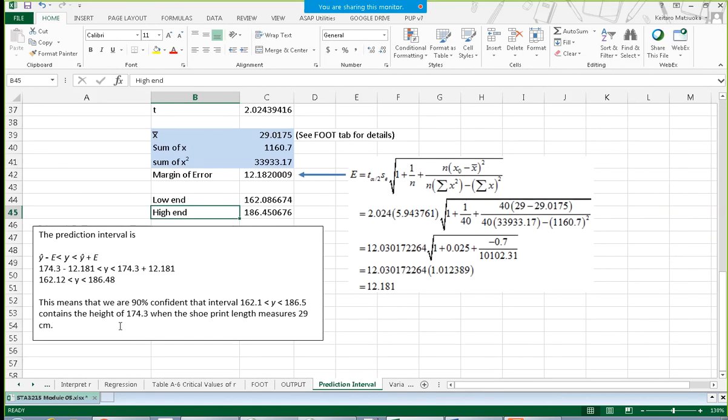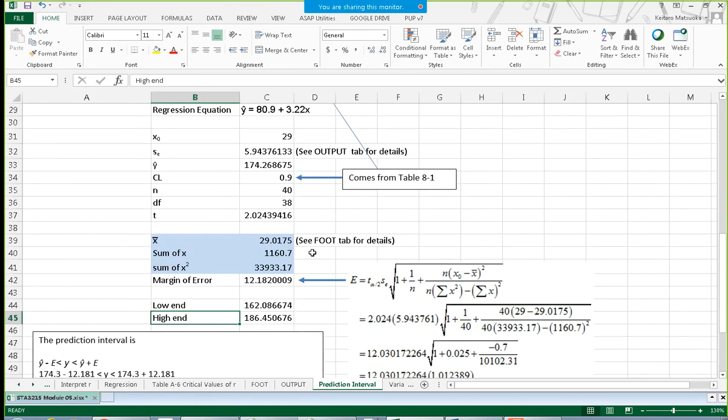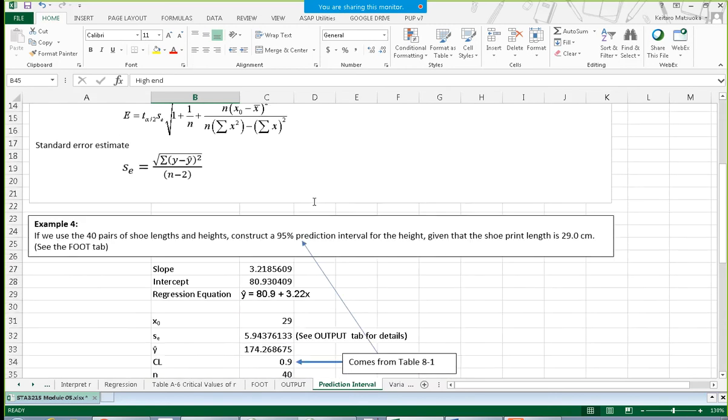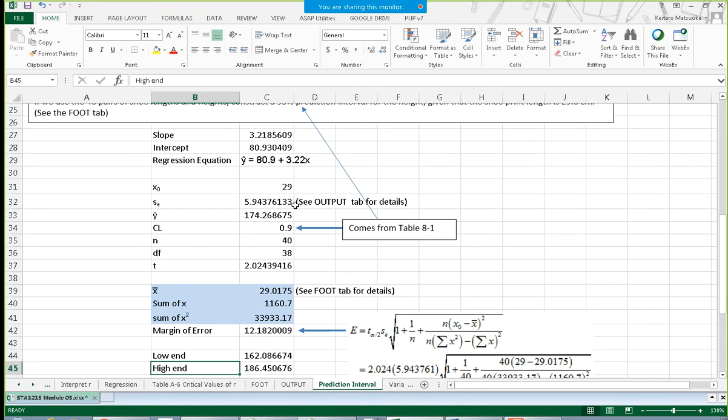Once you get that, the conclusion is the same: we are 90% confident that the interval 162.1 to 186.5 contains the height of 174.3 when the shoe print length measures 29 centimeters. So 174.3 seems to be a reasonable prediction. That's a lot, but basically, have Y hat, have the margin of error, then you can get the prediction interval. Alright.